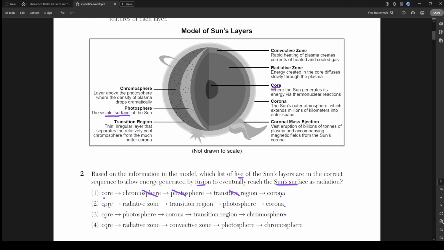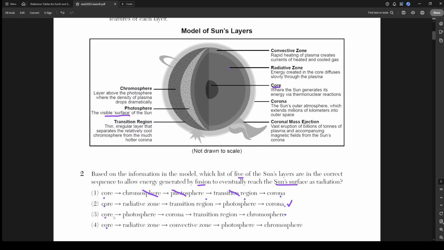Okay, let's start from the core. We're going to go radiative zone next. So that's here. So that's 1 to 2. And then the transition region, the irregular layer that separates the chromosphere from the corona. Okay, that's possible. Then the photosphere, and then the corona, which is the out. This might be it. Because that kind of goes in order.